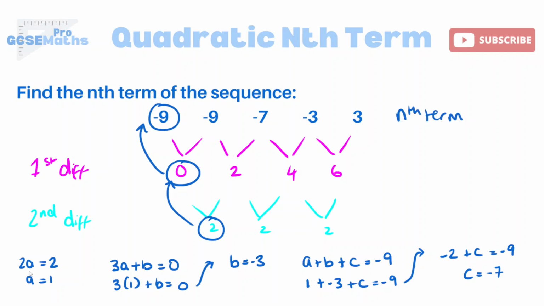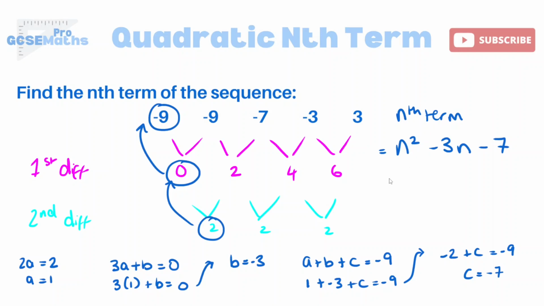So we know it's an squared, so 1n squared, plus bn, well, b is a negative, so minus 3n, plus c, again, c is negative, so minus 7. That's your final answer there. And if you wanted to test it out, as we said, n is the term number.